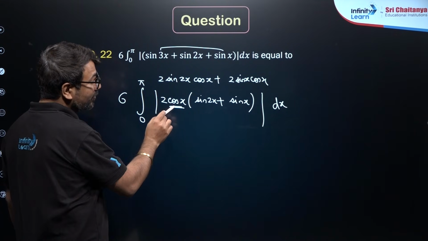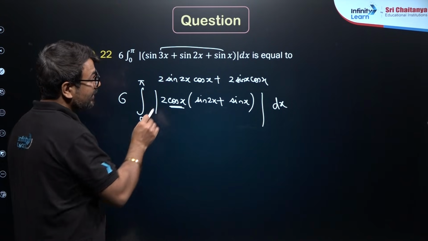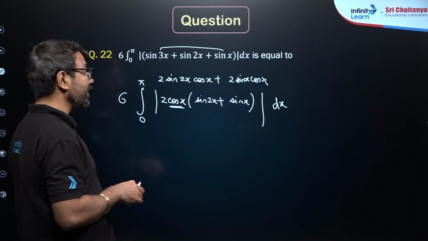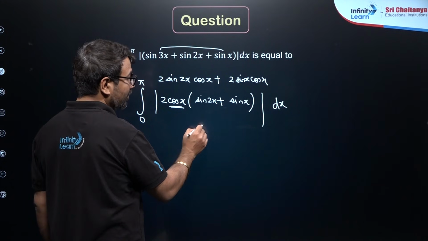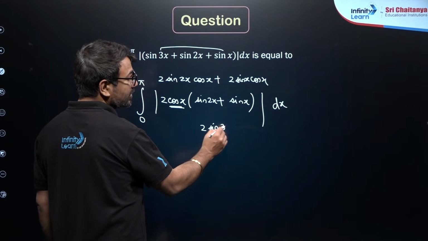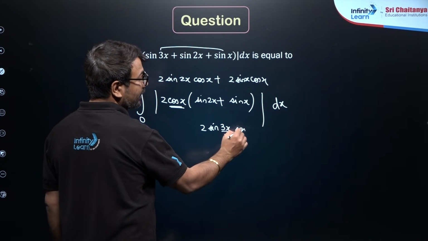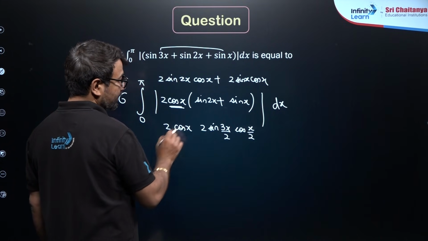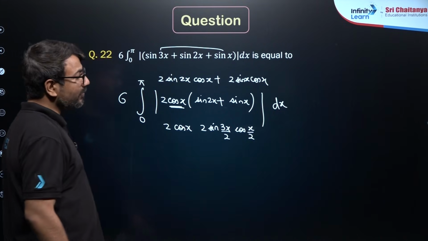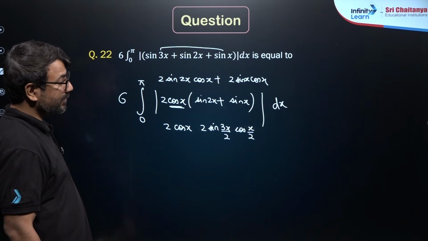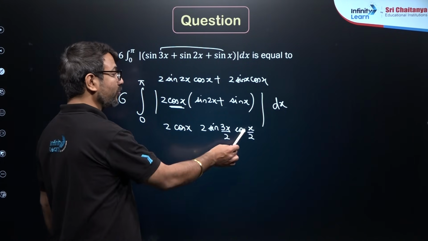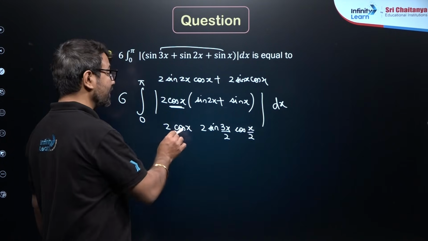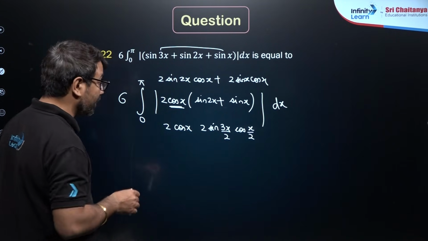So 0 to pi by 2, in the first quadrant it will be positive, but anyways after that it will become negative. However, if you convert it into the form of a product, you are having 2 sin 3x by 2 and cos x by 2 and then cos x. Okay, so the critical points of this particular expression: this is having a critical point pi, this is having a critical point 2 pi by 3, and this is having a critical point pi by 2.